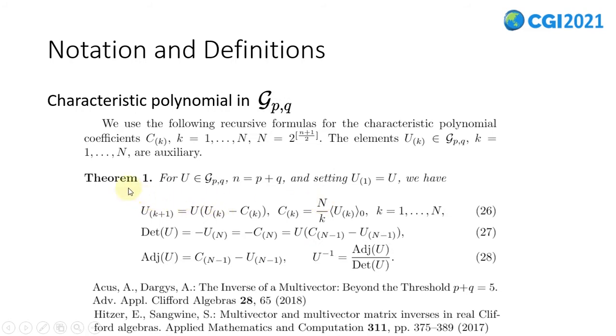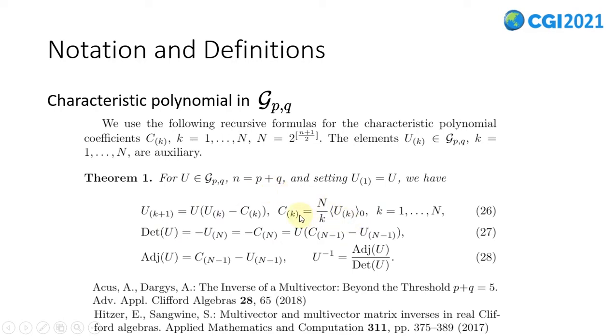We also need the following recursive formulas for the characteristic polynomial coefficients. By this theorem, the coefficients can be calculated in the following way. We set for the first auxiliary term the element U. Then, using the scalar part operation on the term, we calculate the first characteristic polynomial coefficient. After that, using this formula, we compute the second auxiliary term. Then, once again, by taking the scalar part of this term, we get the second coefficient. So, continuing to recursively calculate, we get all the coefficients.